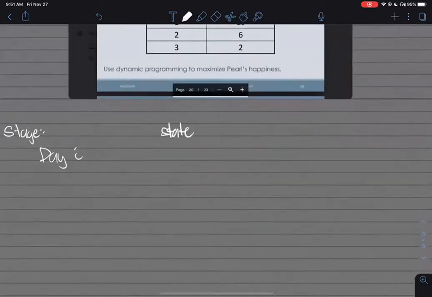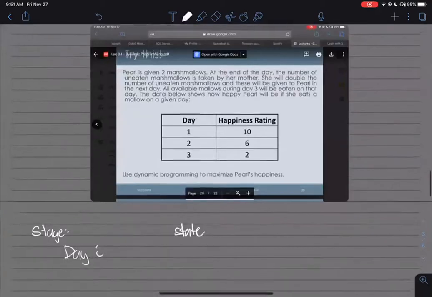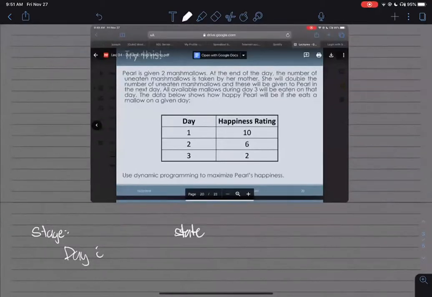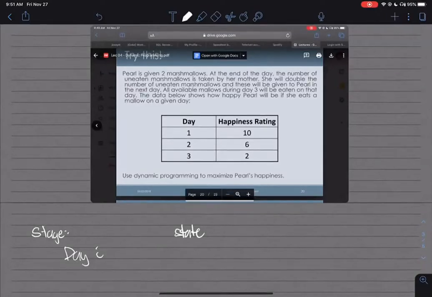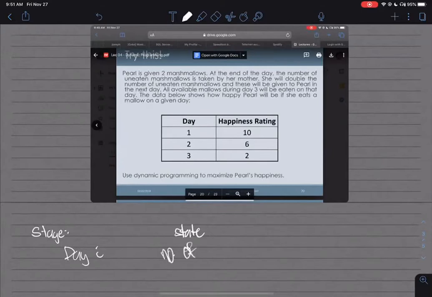State. Anyone can give me the state? Hana? Sir, yung total number of marshmallows. Total number of marshmallows. Number of marshmallows available. Yeah. Marshmallows available.